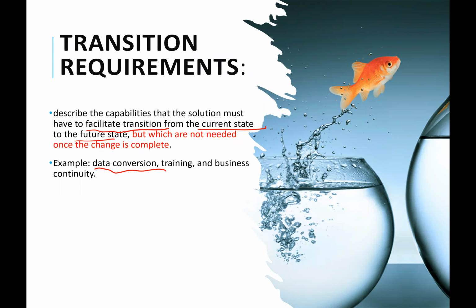I remember institutions that maybe are building a permanent site. They'll say, okay, this permanent site will take us a long time, so let's use something temporary for now so that we can continue our business until the permanent site is ready. So maybe a tent, a temporary structure. So that tent then becomes a transition requirement. So requirements that facilitate transition from current state to future state, but that are not needed once the change is complete.